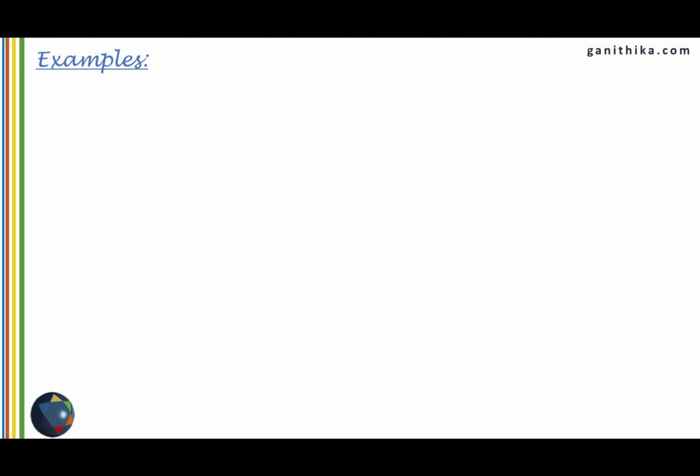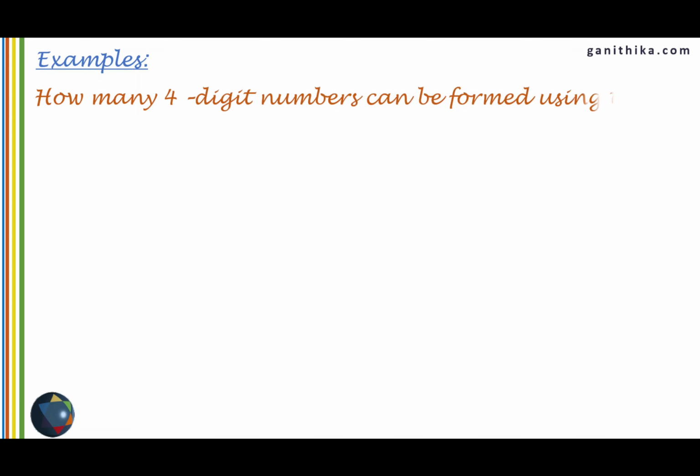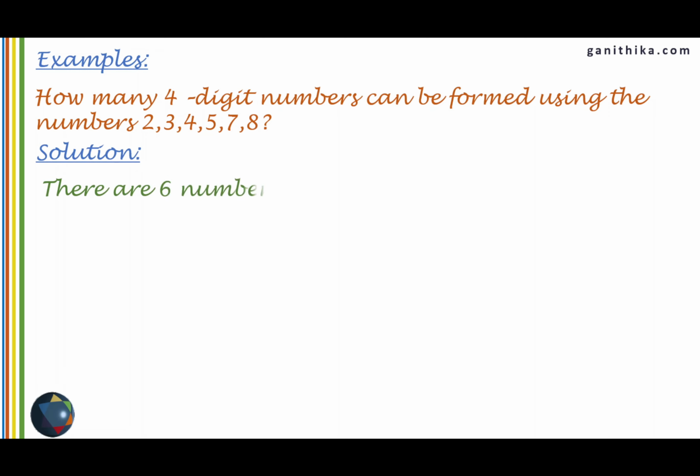Some examples for permutations. Example number 1. How many 4-digit numbers can be formed using the numbers 2, 3, 4, 5, 7 and 8? So how many numbers are there? There are 6 numbers. Out of these 6 numbers, you have to form 4-digit numbers. So the solution would be, you have to think about it. This is forming numbers. Therefore, this is a permutation.